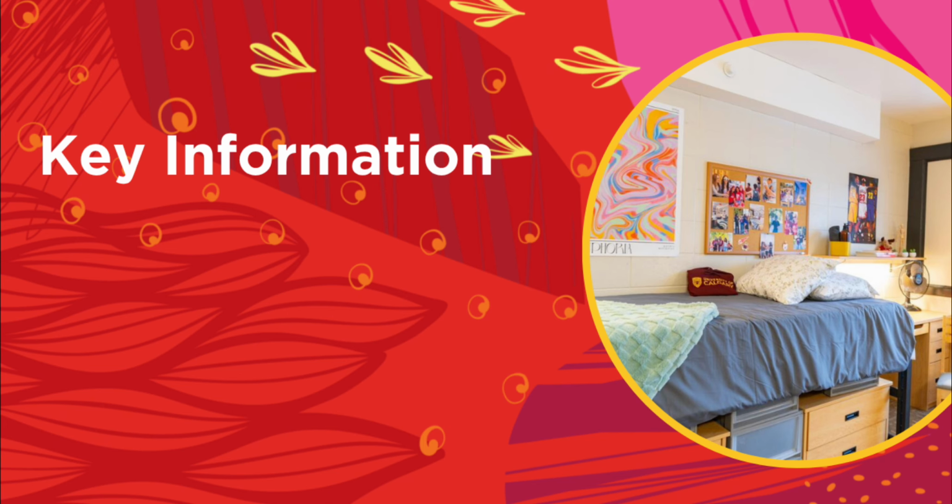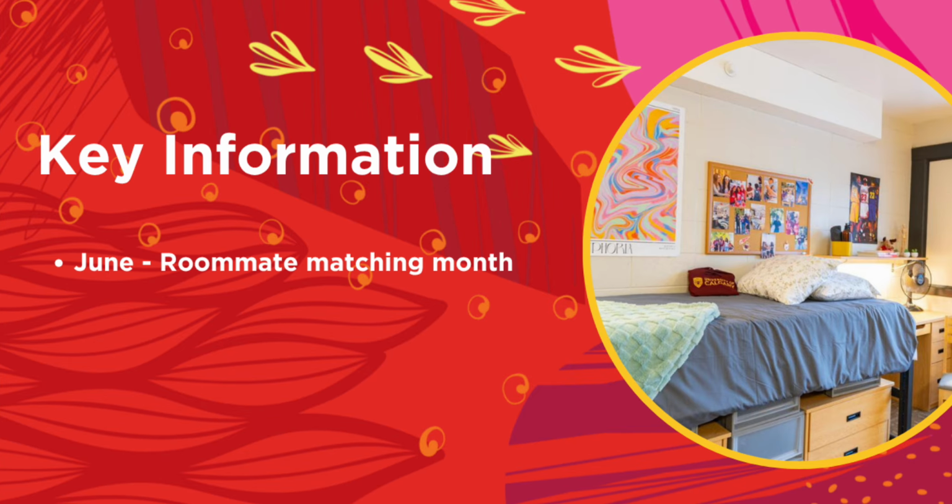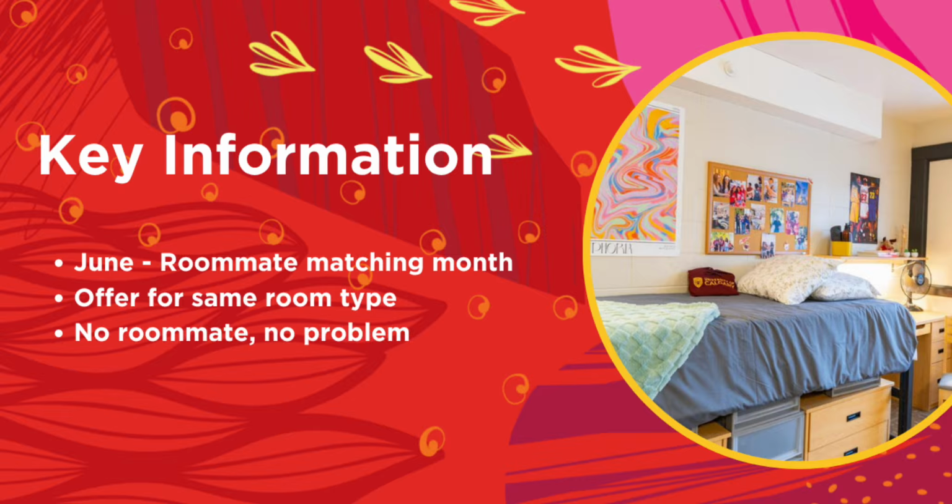Some key information for first-year students. June is our roommate matching month, and this is a time to create and verify your roommate groups. Students will need to be offered the same room type in order to have better chances to live together. And if you are not able to find a roommate or you are unsure who you want to room with by the end of June, no worries at all. Our team will play matchmakers and we will pair you with another student.